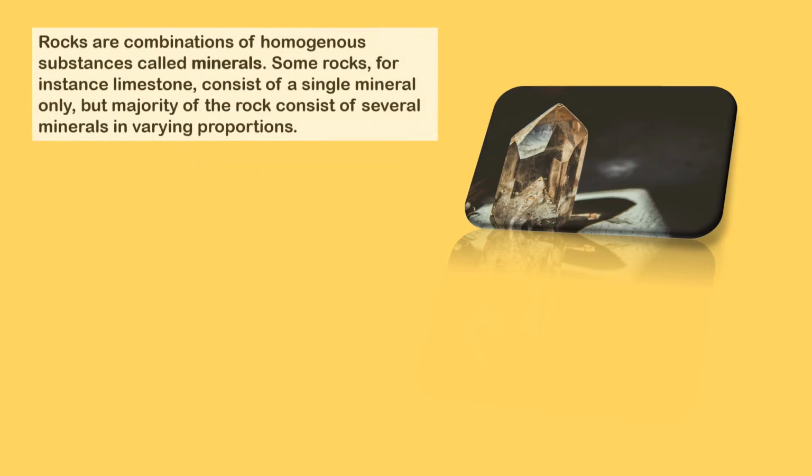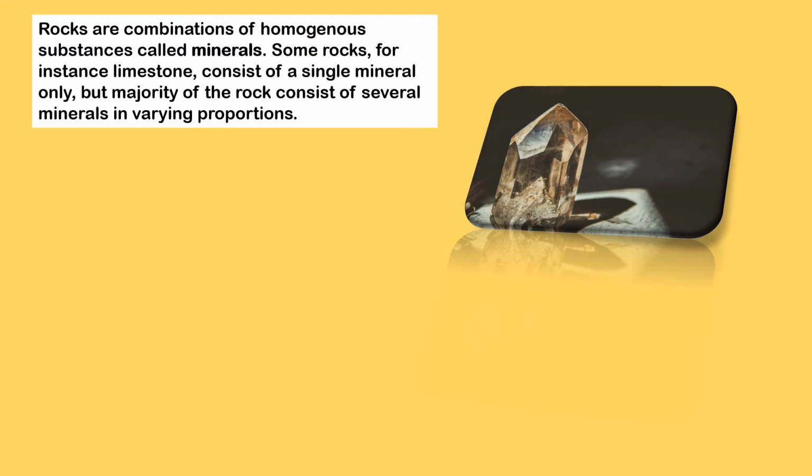Now let's learn what a mineral is again. Rocks are a combination of homogeneous substances called minerals. Some rocks, for instance limestone, are made up of a single type of mineral, but other rocks consist of several minerals in various proportions. A particular mineral will be formed from a certain combination of elements, depending upon the physical and chemical conditions under which they are being created. So that gives rise to various colors, density, luster, hardness, right?